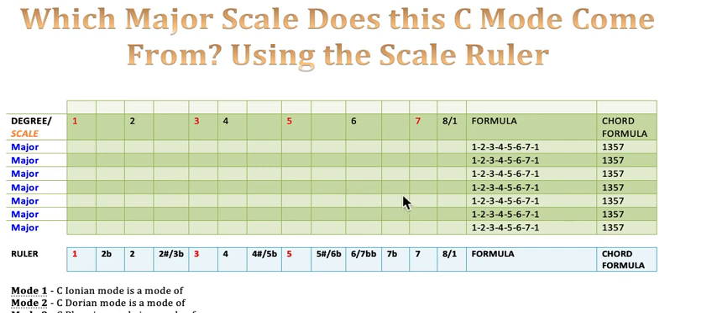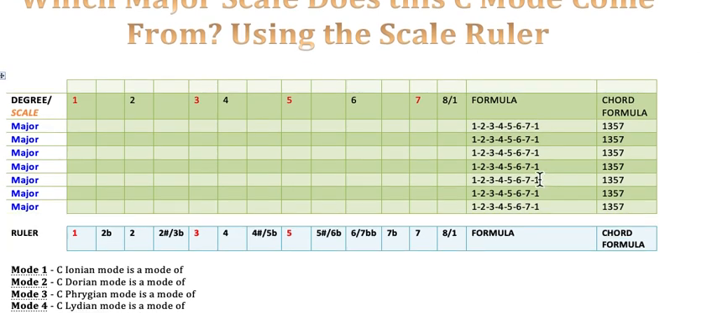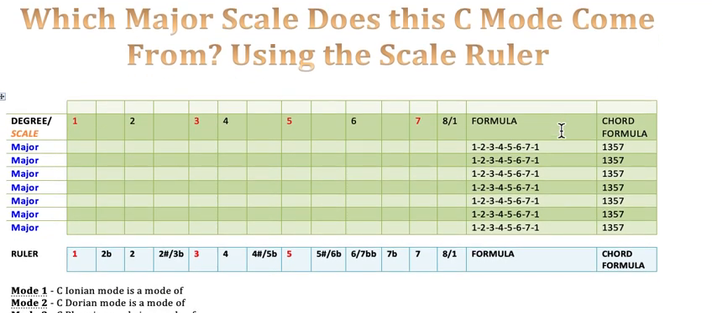And we found out that the modes that are in there are C Ionian, and we go to the second degree, which is D Dorian, and the third degree E Phrygian, the fourth degree F Lydian, and the fifth degree G Mixolydian, the sixth degree A Aeolian mode, and the seventh degree B Locrian mode.